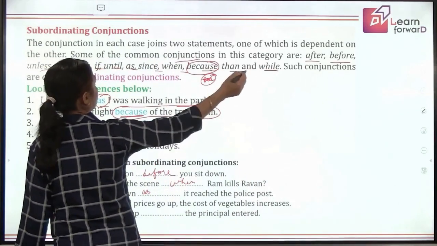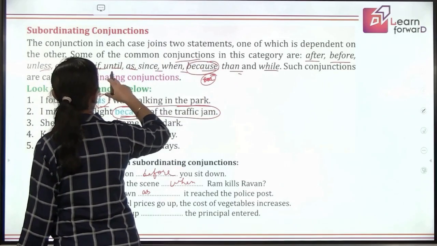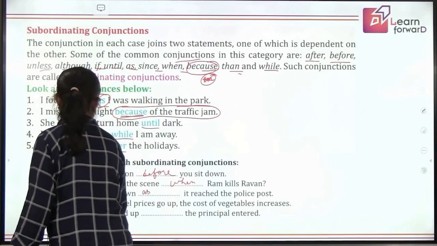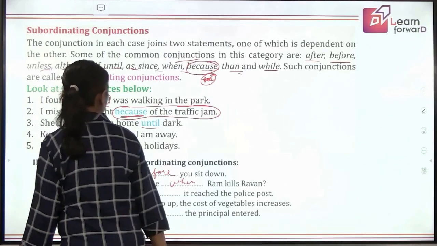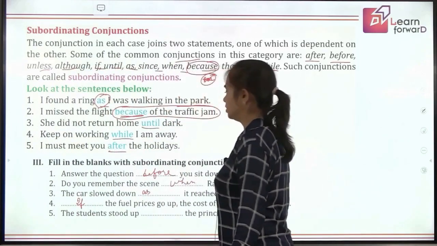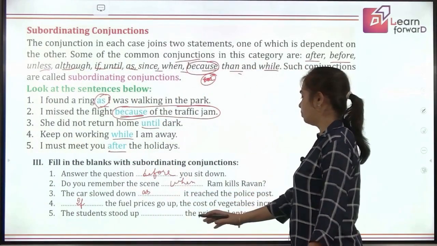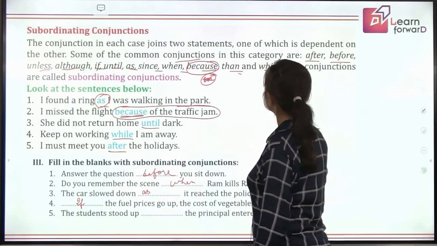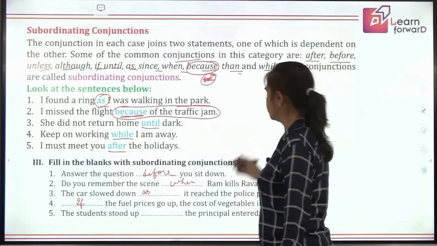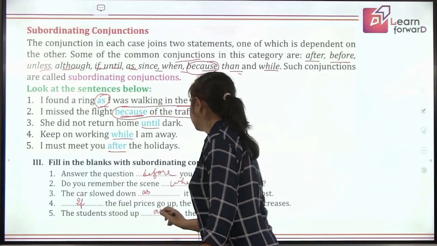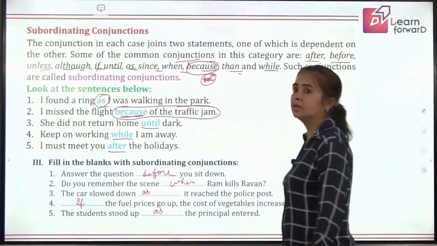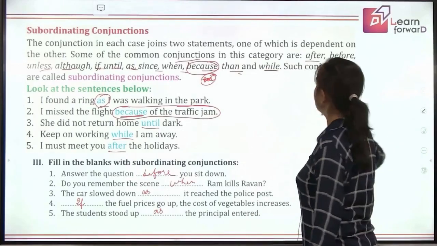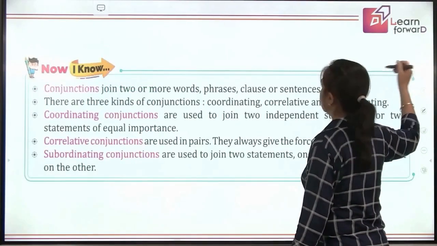Anything else? After, before, although, if, until. We can also say if. If the fuel prices go up, the cost of vegetables increases. The student stood up, dash the principal entered. It is the student stood up as the principal entered. Right? So this list is going to help you out with the subordinating conjunctions.